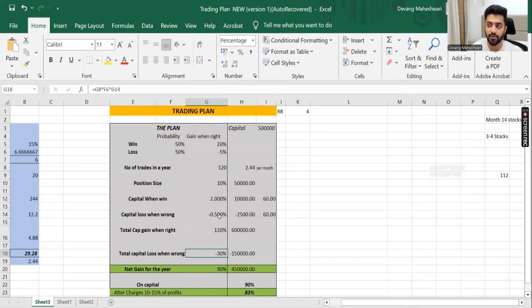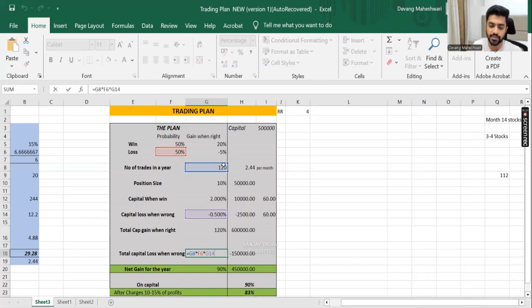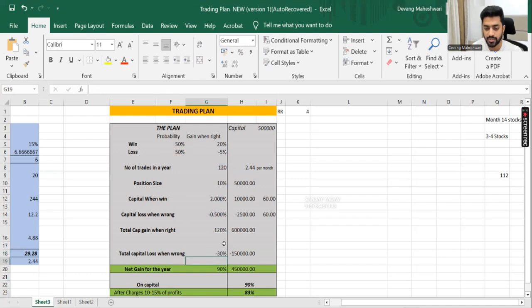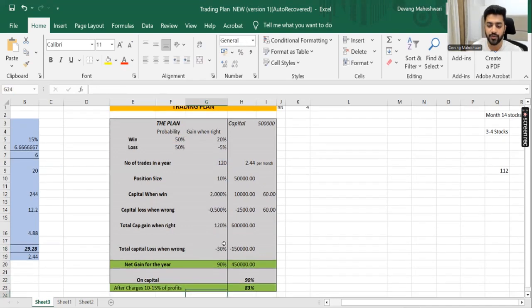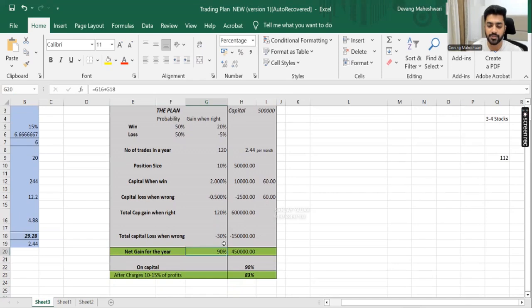And when you are wrong, you are typically losing 30% in this case. So 60 trades will be wrong trades, 120 into 50%, that is 60. And in each of the 60, on average you lost 0.5%. So that's 30%. In net, you are then coming around 90% on capital. Charges and those things are separate.